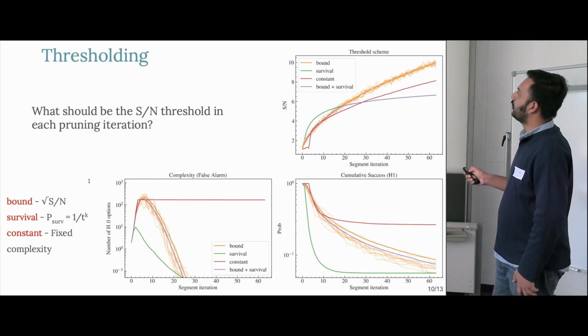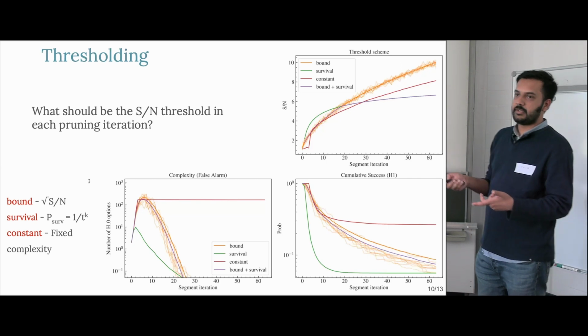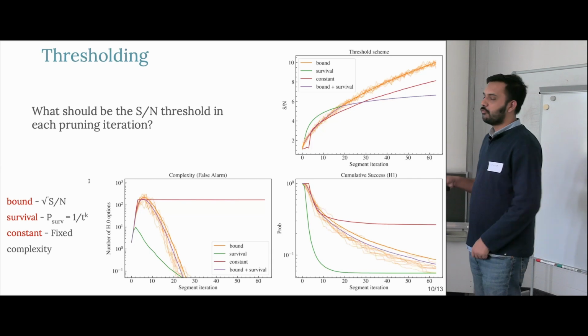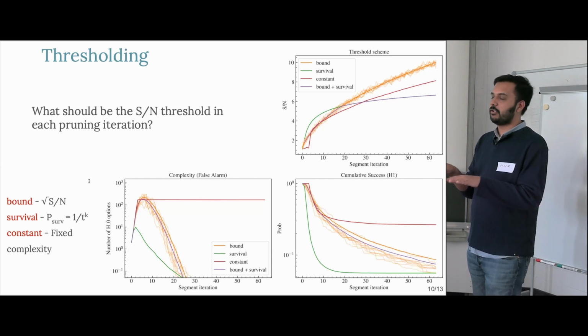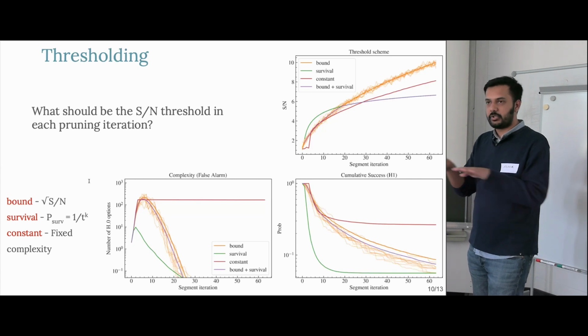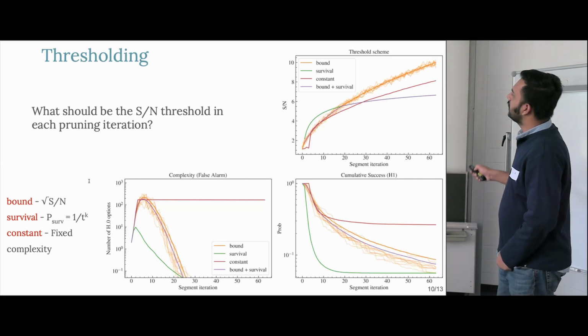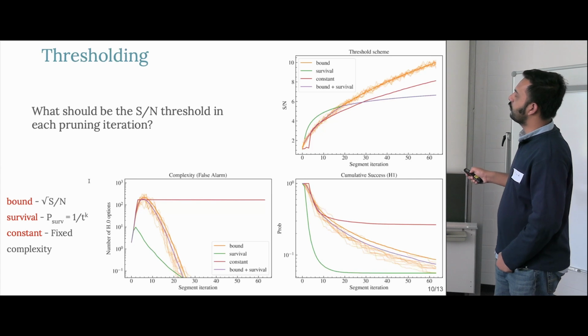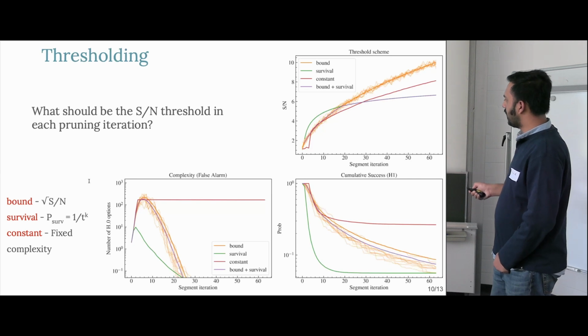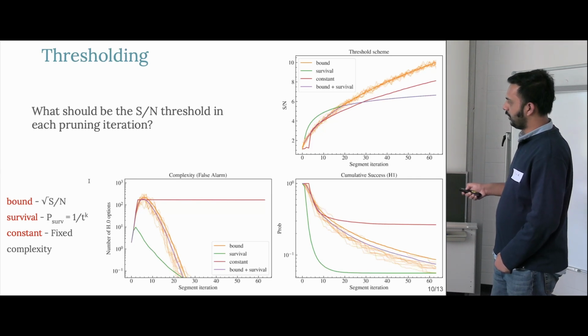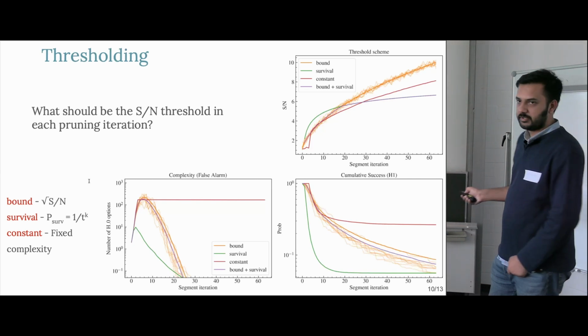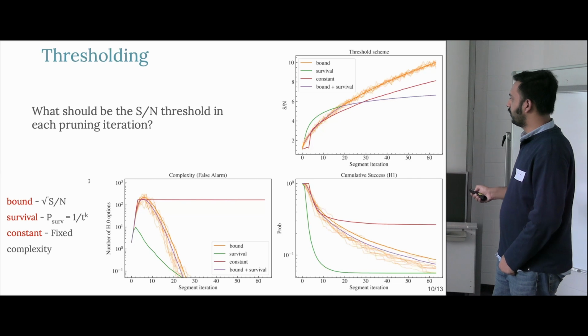Some of the schemes: the bound scheme is a scheme where I assume that when I add two things, the signal to noise squared will add in a linear fashion. So I assume that the signal to noise is distributed equally in all the segments, and so in this signal to noise space this would be square root n in this curve. I can see that while the complexity decreases with segment iteration, the success probability is quite low. So this is not what we ideally want.